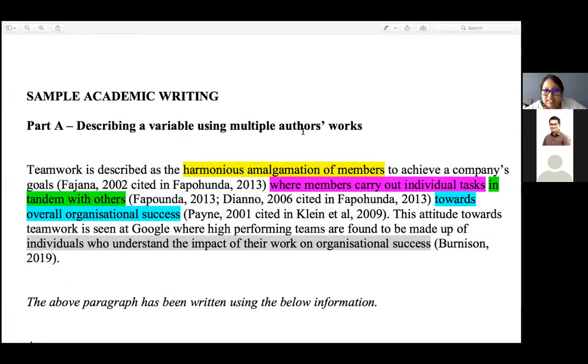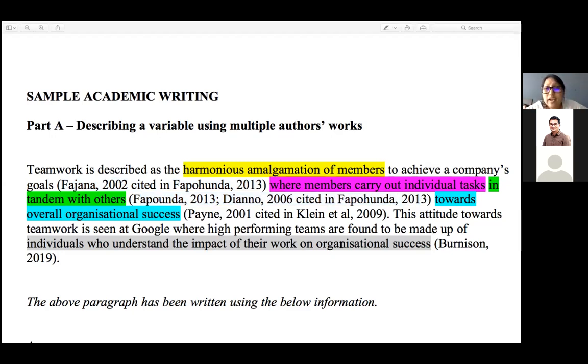Now before I talk about why everything is colored differently, you will find that I have done something like this: Fajana, 2002, cited in Fapohunda, 2013. That means I was reading this author's work, and this author has referred to that author's work. So I referred to the original one, but I didn't read the original work. I read it from this one. That's why I have written it as this author's work. Same rules apply: in-text citation is the author's surname and year of publication, then cited in what I read, author's surname, year of publication. That's why you find a lot of those things.